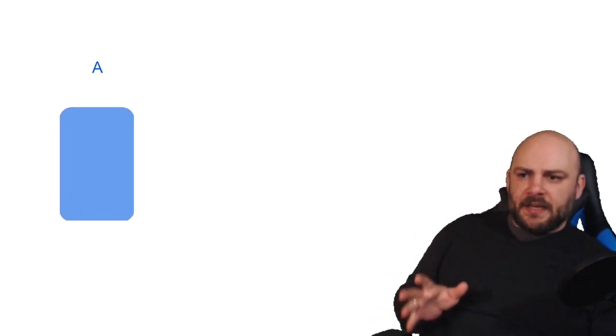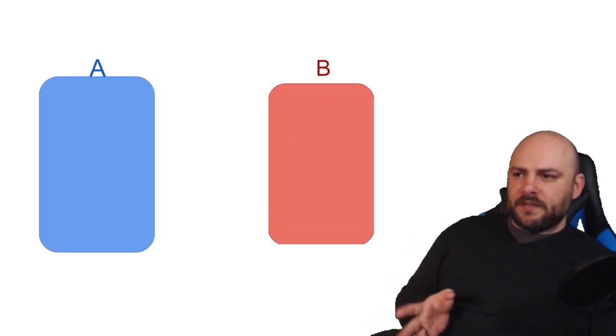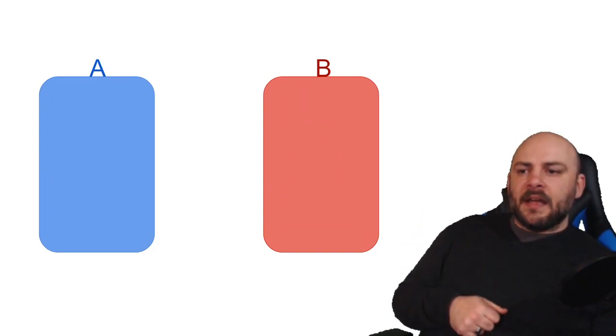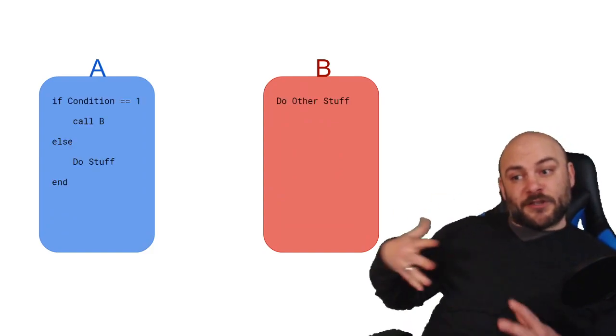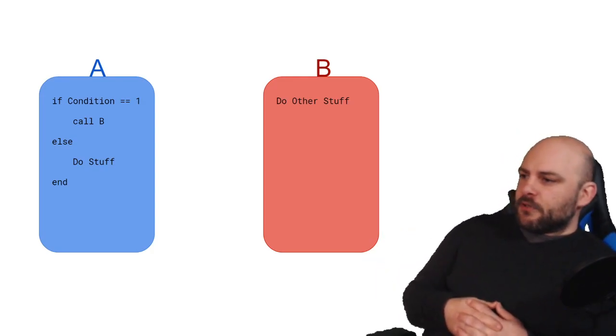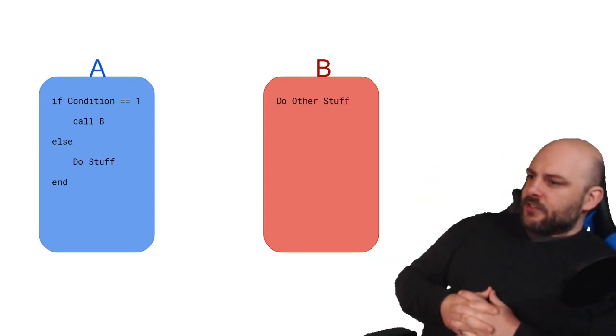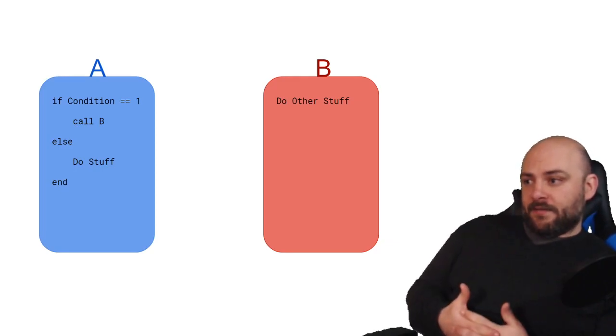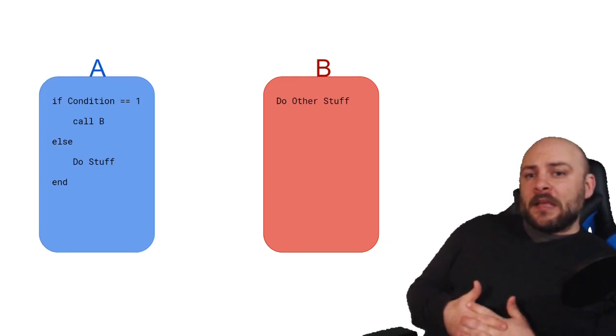The basic premise of the experiment today is I want to think about having two different scripts, script A and script B, done in blue and red right here. Now, in script A, for our first scenario, we're going to put the structure where script A reads: if condition is the same as 1, then call B. Else, do stuff. End.